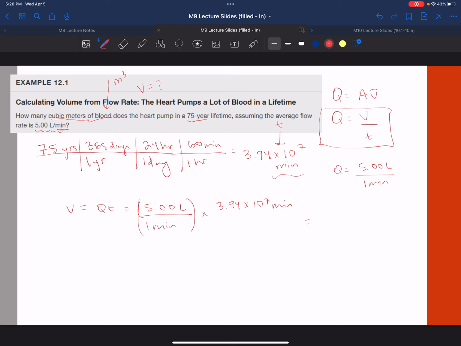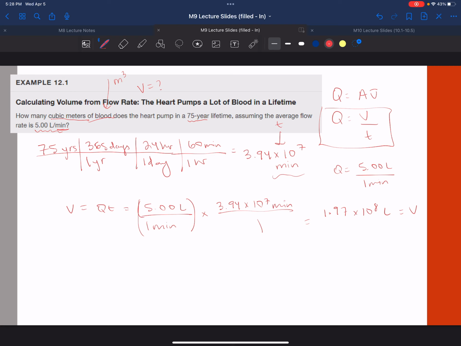And when you do this math, we can put that over 1 if you want, 1.97 times 10 to the 8th liters is what the volume equals. So this is V. But wait, we're not done. This has asked for the volume in cubic meters. Well, we're going to have to get liters somehow to cubic meters.